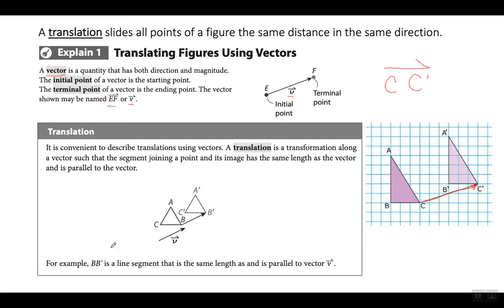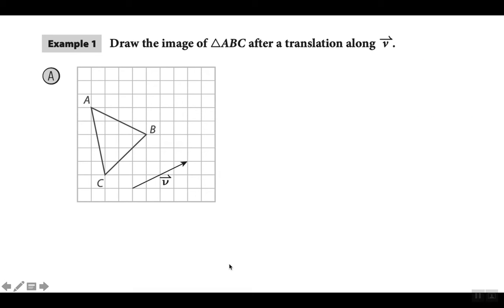Let's move on to our first example so you can see how you use vectors. In our first example, very simple, they're asking us to draw the image of triangle ABC after a translation along vector V. So right here, this is vector V. Now let me tell you how I would figure out exactly where to move these points. If you remember how to get the rise over the run from Algebra 1, it's almost the exact same thing.